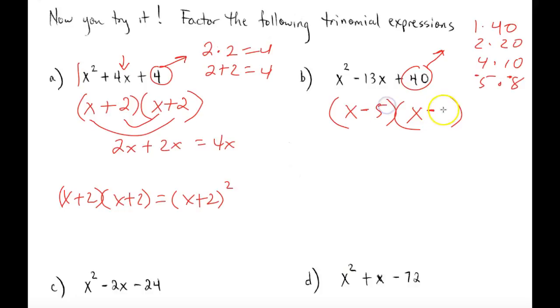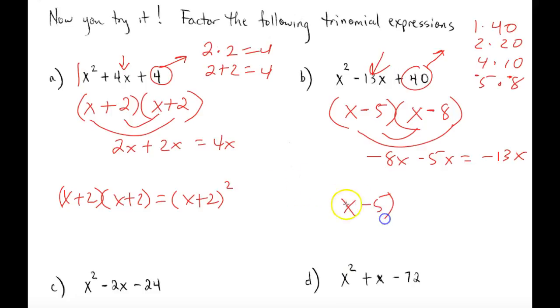So here we just put the 8 and the 5 there. We'll check it just to be sure. Negative 8x minus 5x gives us a negative 13x, which is exactly what we want here. So we know that our answer will indeed be x minus 5 times x minus 8.